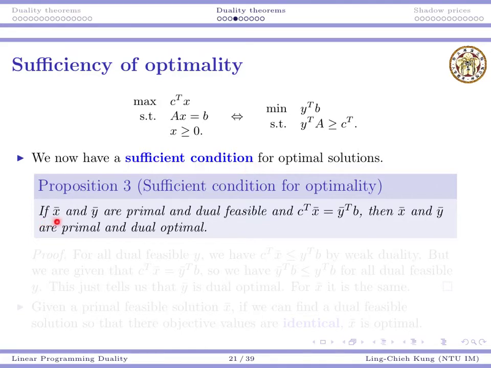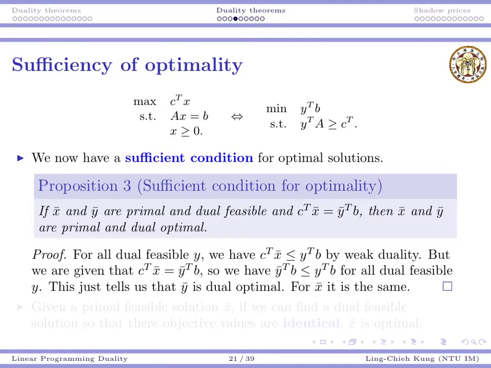So, if x bar and y bar are primal and dual feasible, that's one thing. And also their objective values are identical, then x bar and y bar would be primal and dual optimal. Okay, so I give you two conditions: feasibility and the same objective value. If these are both satisfied, then the solution is optimal. Okay, proof. Given any dual feasible y, we have this by duality. x bar is nothing but one primal feasible solution. y is a dual feasible solution, so we have this according to weak duality.